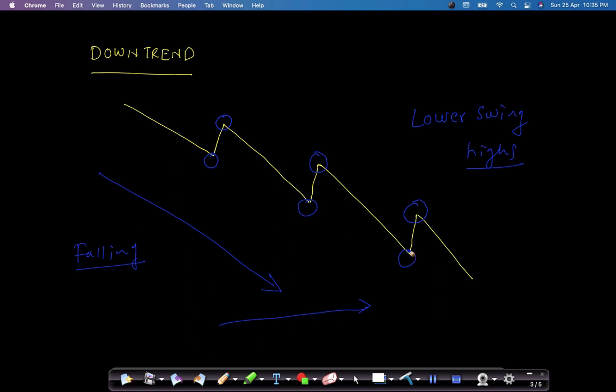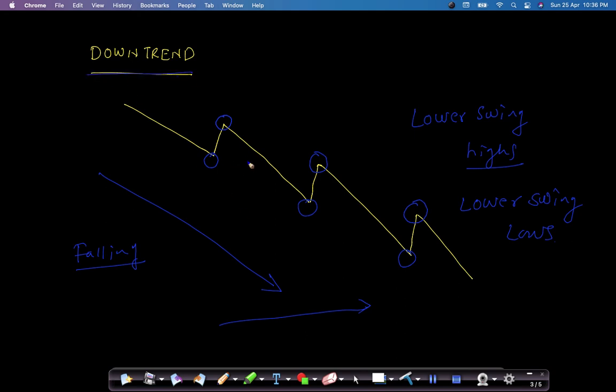So the new price at this swing low is lower than the price at this swing low, and the price at this swing low is lower than the price at this swing low. So we say that the market is making lower lows, lower swing lows, right? So when we find such a situation, we say that the market is in a downtrend.